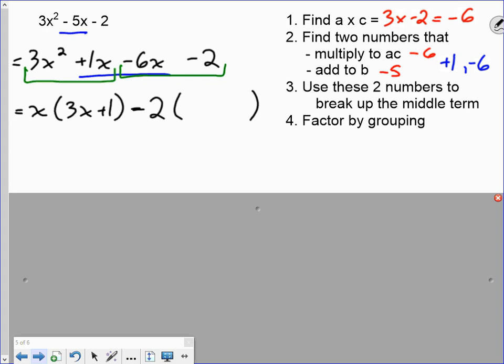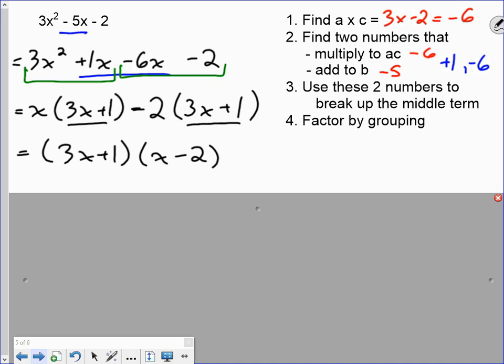What am I going to be left with? A 3x here. Negative 2 times 3x gives me negative 6x. And a positive 1 here. Negative 2 times 1 gives me negative 2. And again, we can now see that the 3x plus 1 is common to those two terms. So we factor out the 3x plus 1, and we're left with x minus 2.